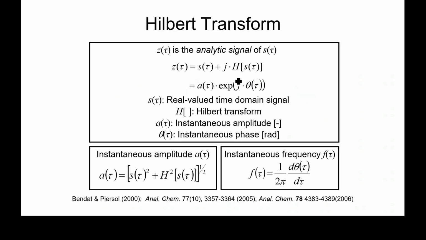A Hilbert transform is what you have to add to your signal, multiplied by the imaginary number, in order to make it an analytic signal. It's basically a pi over 2 shift. So a convolution is the way to think about this. But once you've made the signal analytic by doing this, you can then get the instantaneous amplitude, and you can get the instantaneous frequency from the differential of the phase angle.